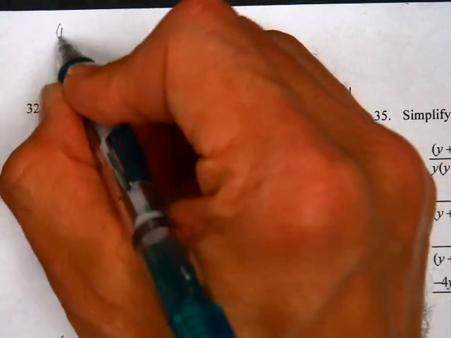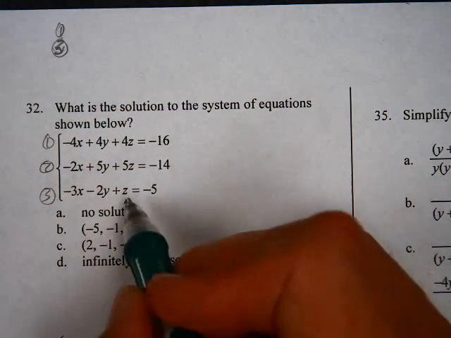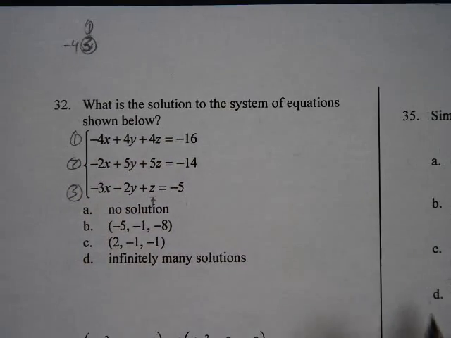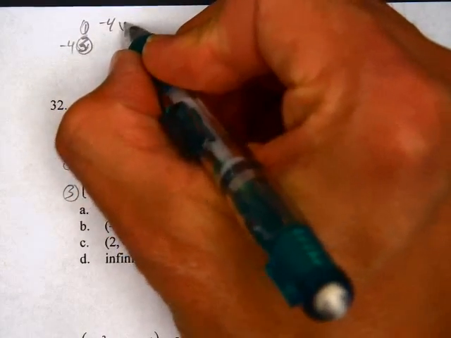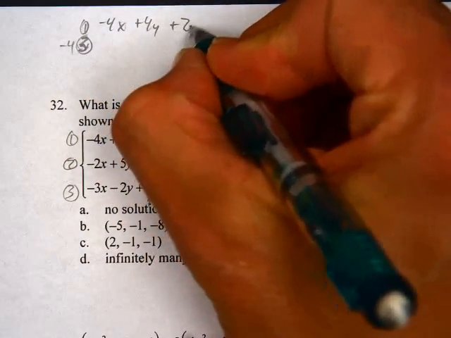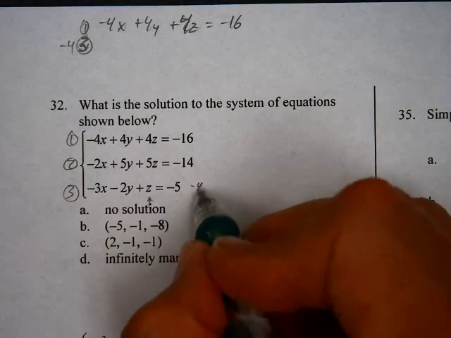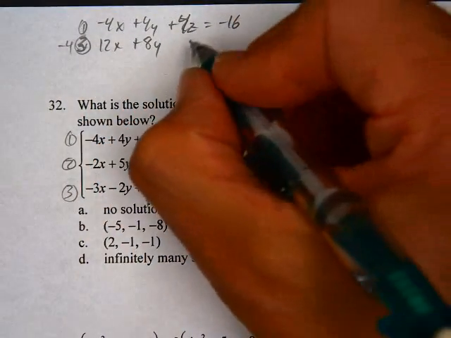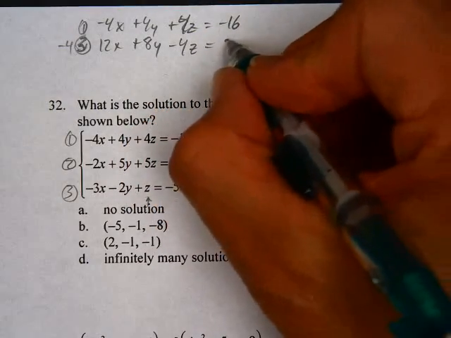So I'm going to start out with equations 1 and 3. However, I'm going to take number 3 and multiply it by -4. That's going to allow me to cancel the z's from both of those equations. Now 1 I don't have to alter at all. It's -4x plus 4y plus 4z equals -16. And if I distribute a -4 through equation 3, that gives me 12x, plus 8y, -4z, and that's what we're shooting to do here, and that's going to equal a positive 20.